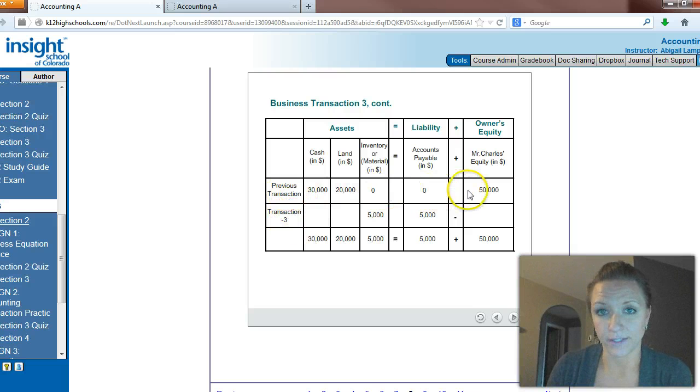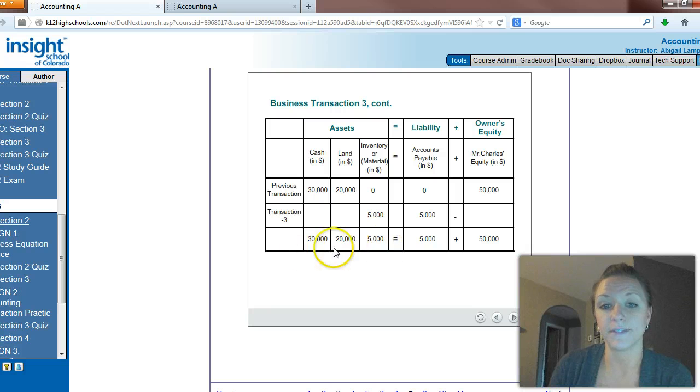This was our previous transaction with the land and the $50,000 investment. So now we bought $5,000 worth of material, but we took that as a credit, so that increased what we owe by $5,000.